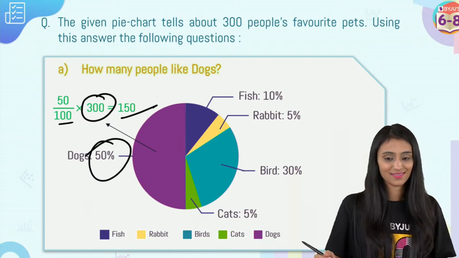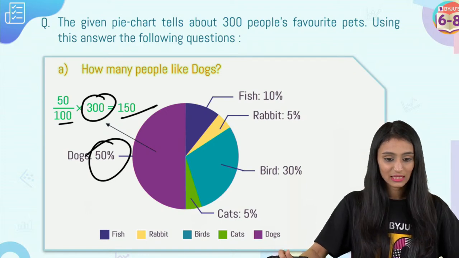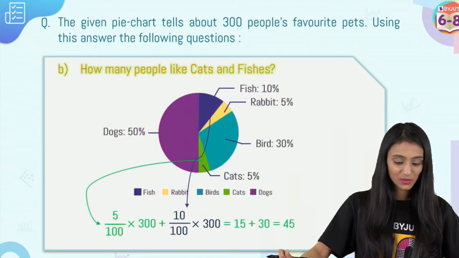Mayank has now joined the class. Yes. That's going to be 150, right? Great. Everybody understood this. Moving to the next one.